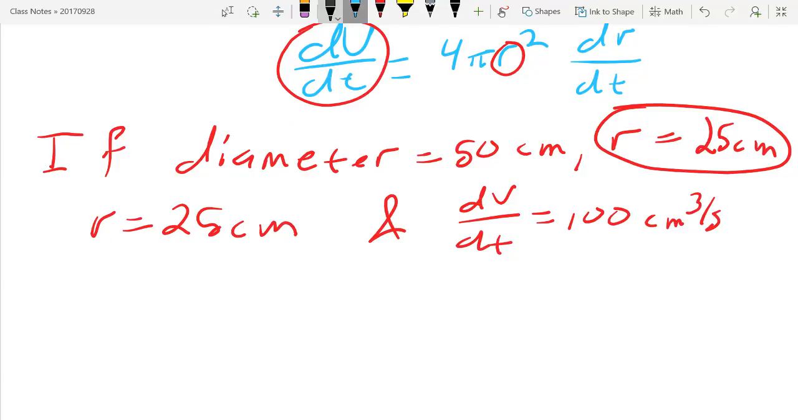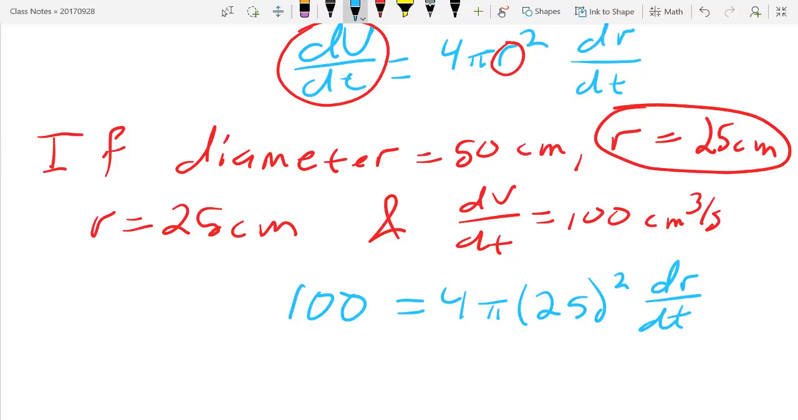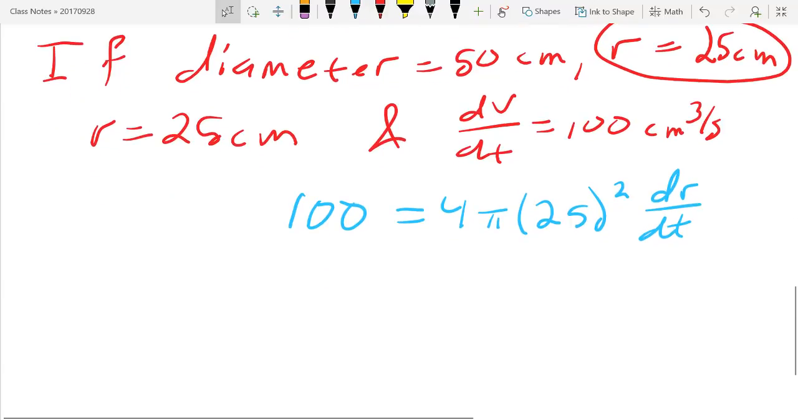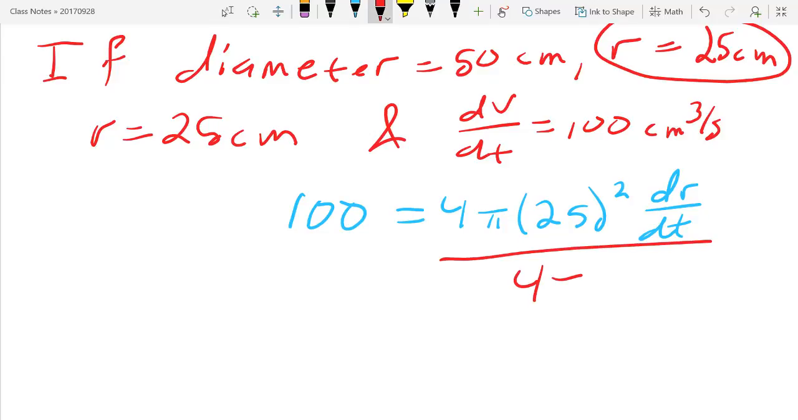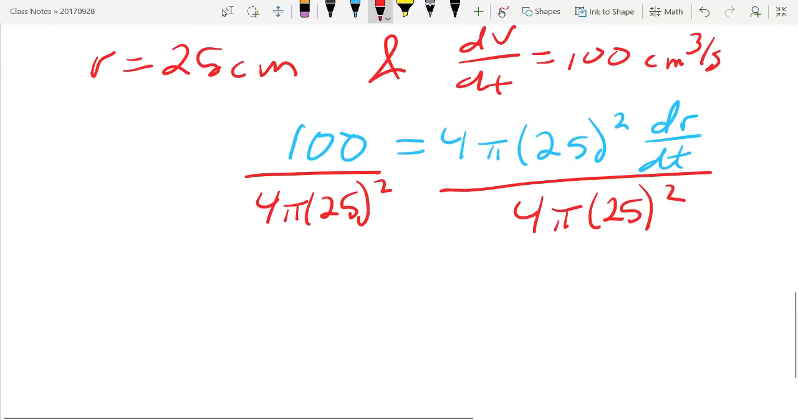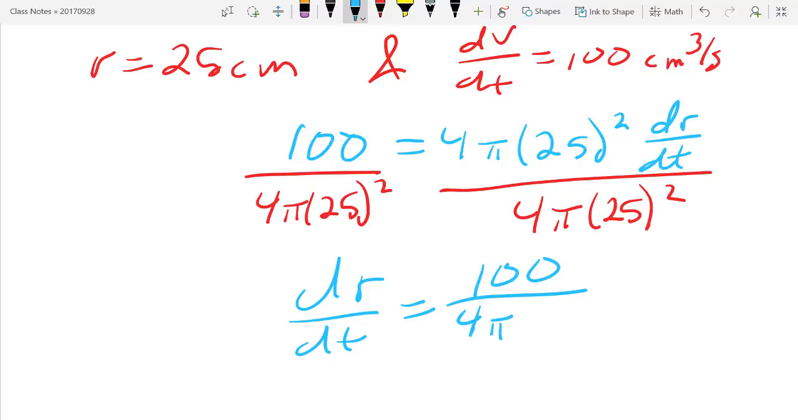So we're going to get 100 equals 4 pi 25 squared dr/dt. What I'm going to do is go ahead and divide both sides by 4 pi 25 squared. Okay, and what you're going to get is dr/dt is 100 over 4 pi 25 squared. Rather than doing the calculations, I'll just leave it like that. That's something that we can then approximate.